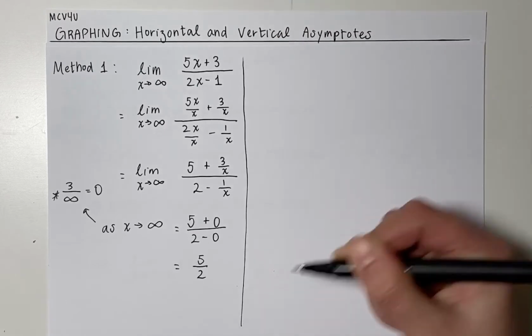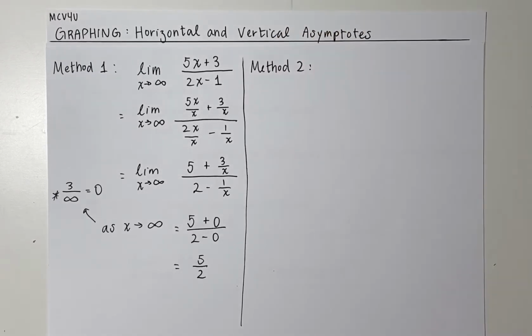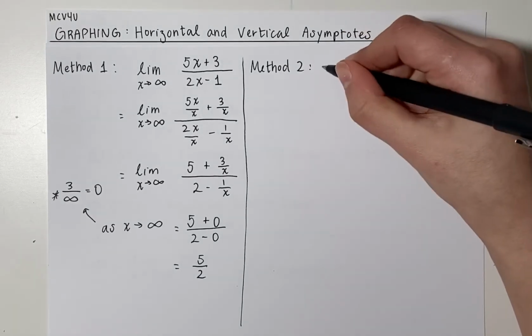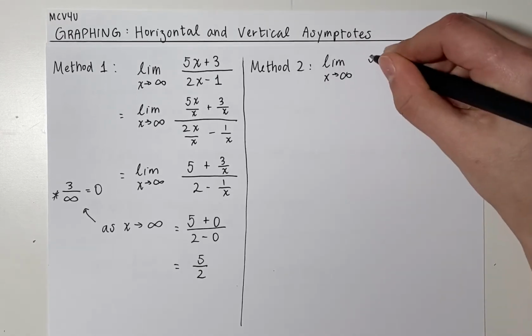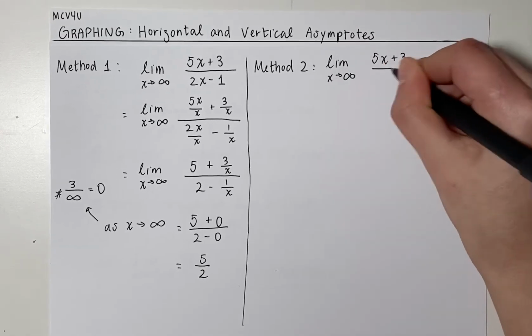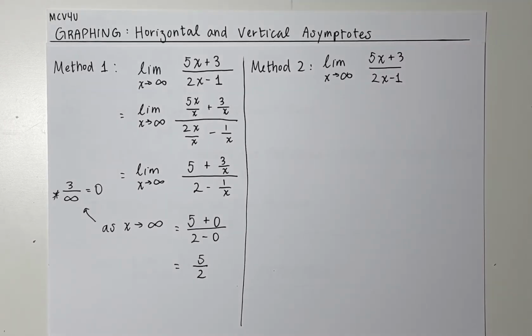Now we're going to look at our second method using the same example. What the second method does is we factor the numerator by the highest degree of the numerator, and then we factor the denominator by the highest degree of the denominator. What does that mean? Let's just rewrite it again. So (5x + 3) over (2x − 1).